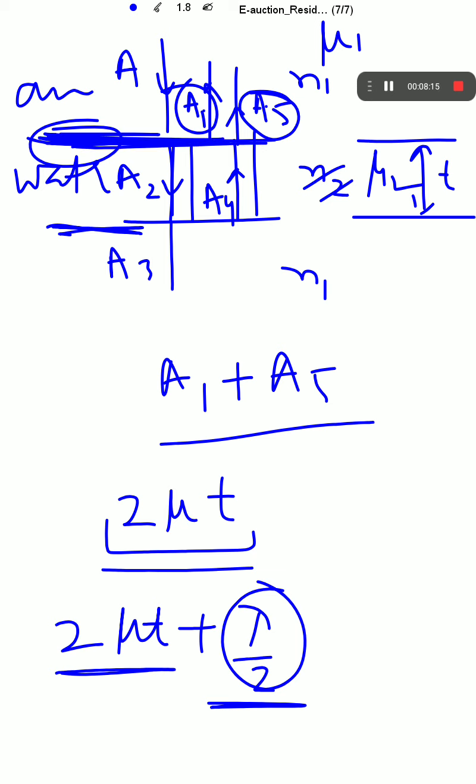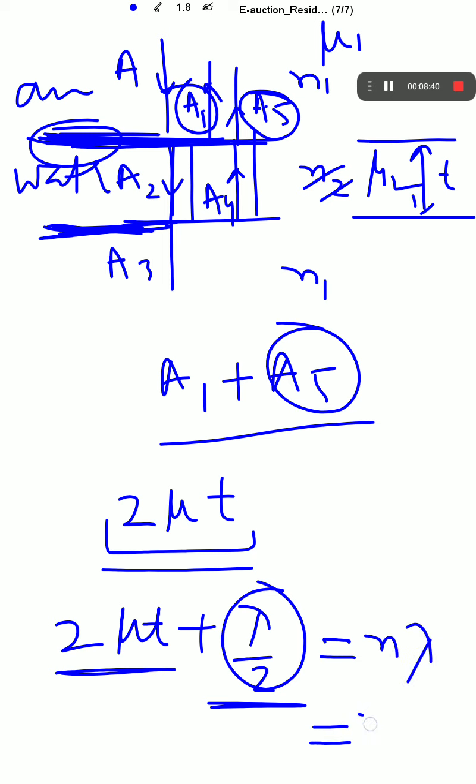There is no additional path difference because of this interface, which is, let us say, A4 is passing. So we have total path difference between ray A1 and A5 equal to 2 mu t plus lambda by 2. If this is equal to n lambda, there will be a maxima. If this is equal to n plus half lambda, there will be a minima.